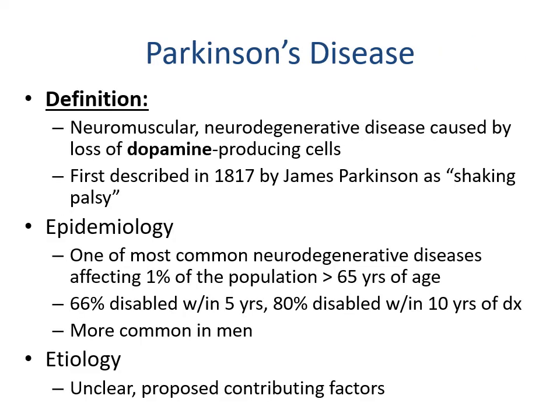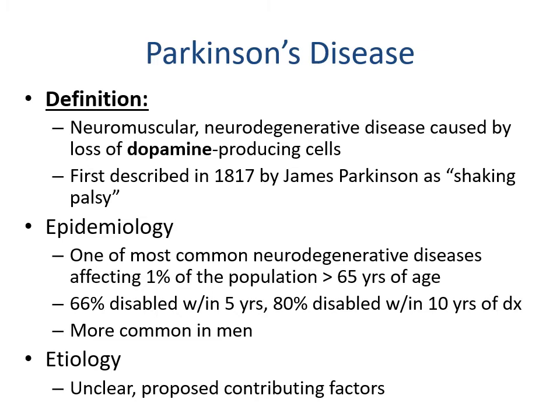So Parkinson's disease is a neuromuscular neurodegenerative disease caused by a loss of dopamine-producing cells. It was first described in 1817 by James Parkinson as shaking palsy. And it is one of the most common neurodegenerative diseases, affecting 1% of the population over the age of 65. 66% of patients are disabled within 5 years, and 80% are disabled within 10 years of a diagnosis. And Parkinson's disease is more common in men.